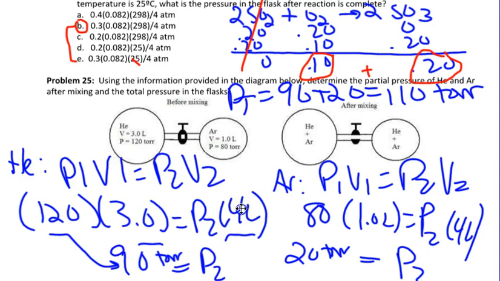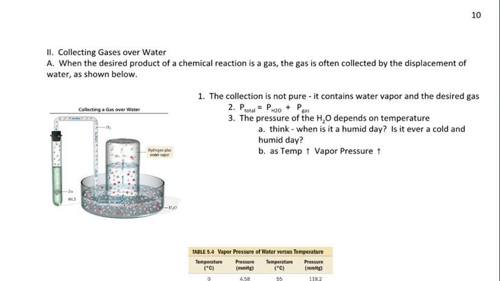Okay, so that's that particular problem. All right, let's go on to the next page. The reason why I'm kind of in a hurry is I had to get to this section. You need this information for tomorrow's lab, and that's collecting gases over water. So it says when the desired product of a chemical reaction is a gas, the gas is often collected by the displacement of water as shown below.